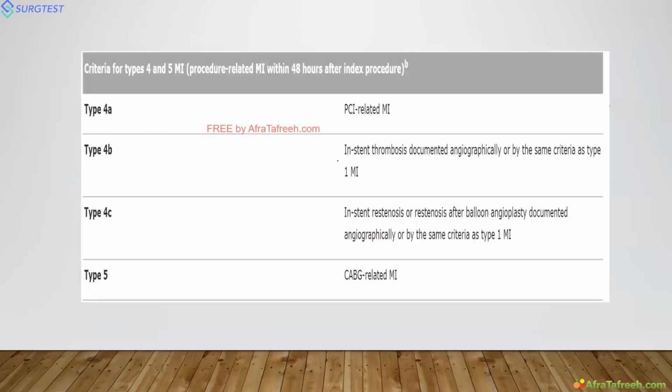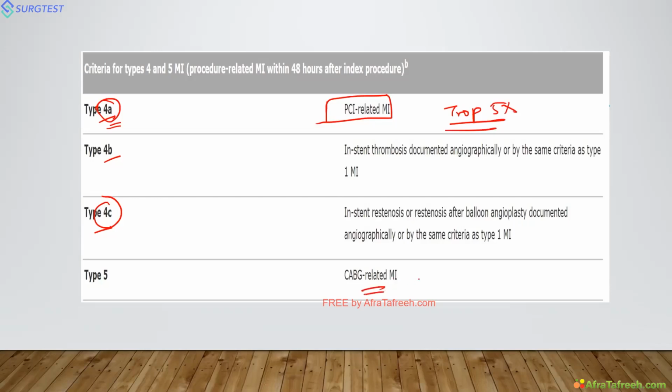Then we will go to type 4 MI. In type 4, there are 3 types: 4A, 4B, 4C. 4A means when you are doing CAG and PCI, the patient develops MI. This is PCI related MI. In this, troponin elevation should be 5 times more. Why I am telling this is, in CABG related MI, the troponin elevation should be 10 times more. So type 4A is due to PCI related MI.